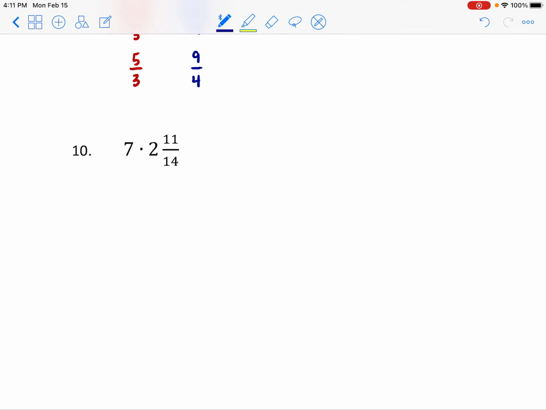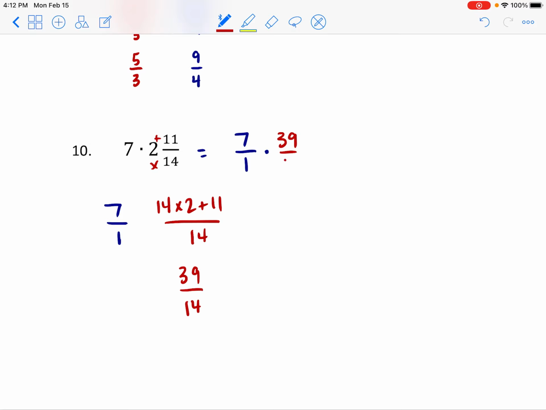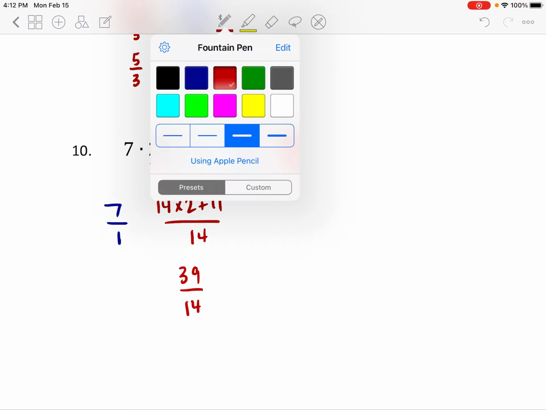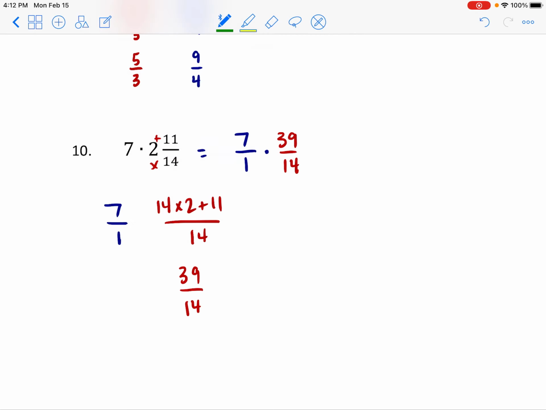So first, I'm going to make the 7 a fraction by putting a 1 under it. And then here, I'm going to multiply and add. So 14 times 2 plus 11 over 14. That's going to be 28 plus 11, which is going to be 39. So 39/14. So I'm looking at 7 over 1 multiplied by 39/14. And so we can make this one fraction.